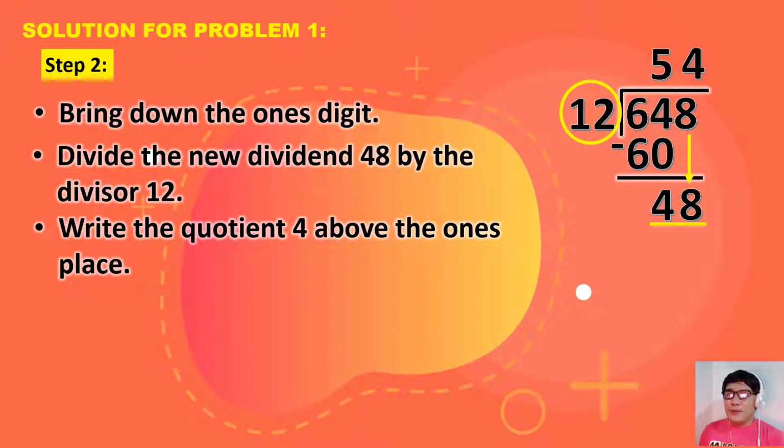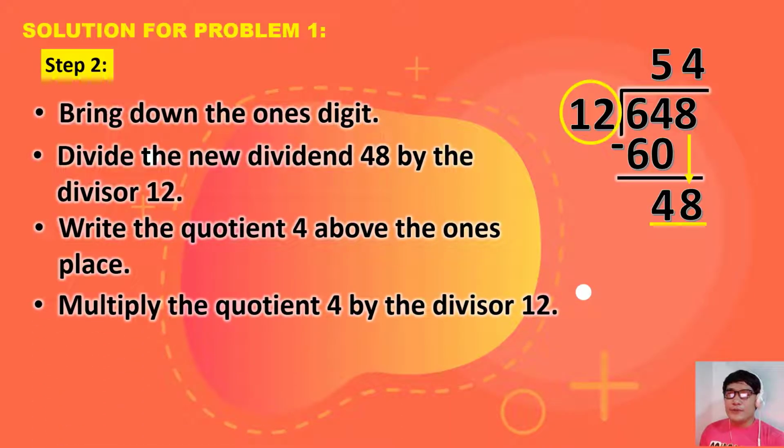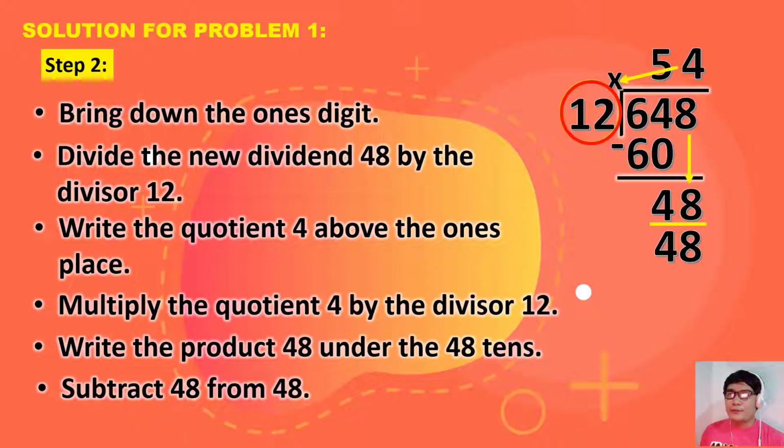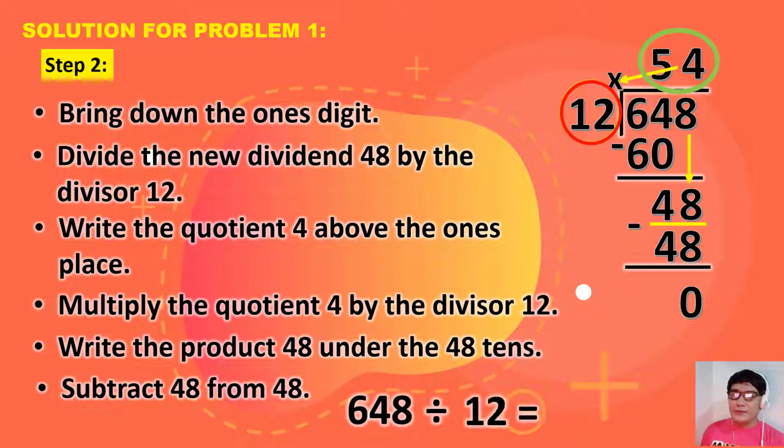Multiply the quotient 4 by the divisor 12. So 4 times 12 equals 48. Then write the product 48 under the 48 tenths. Subtract 48 from 48. So 48 minus 48 equals 0. Therefore, 648 divided by 12 equals 54.